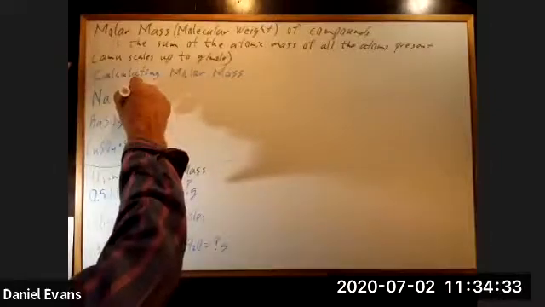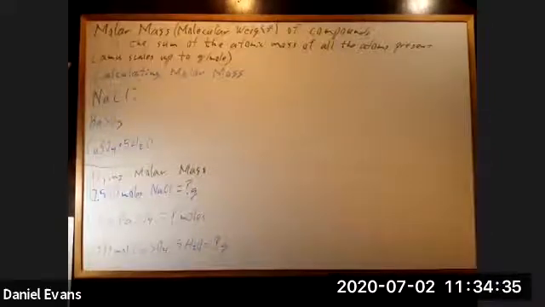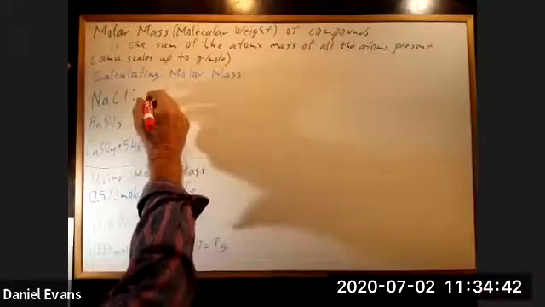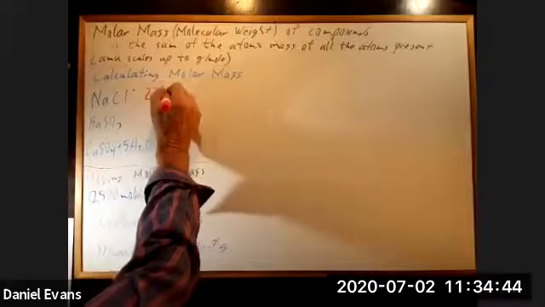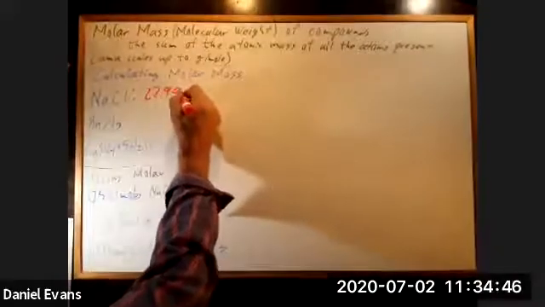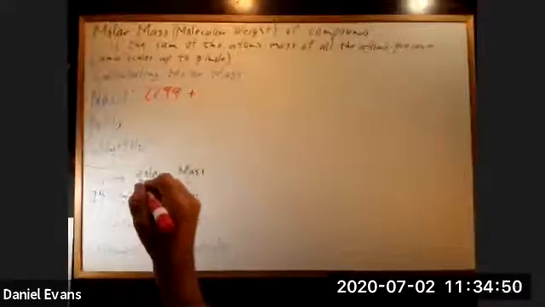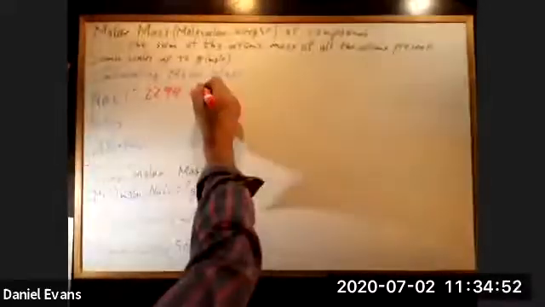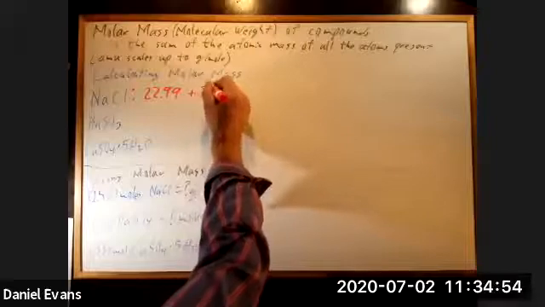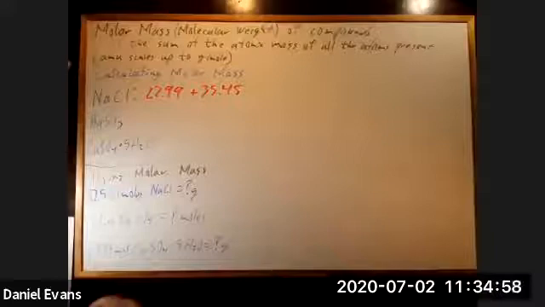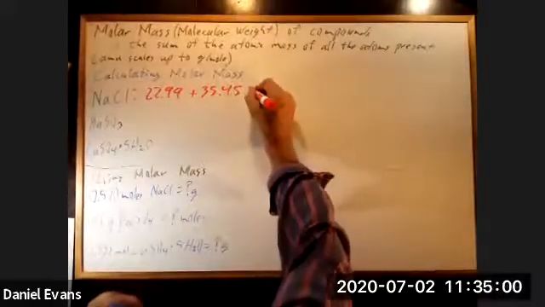So grab a periodic table and look up the masses. So sodium is 22.99, and chlorine is 35.45. We add this together and we get 58.44.